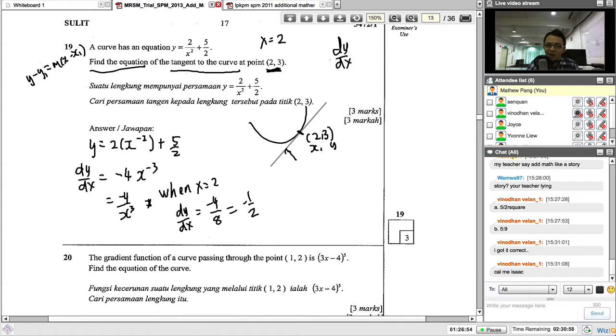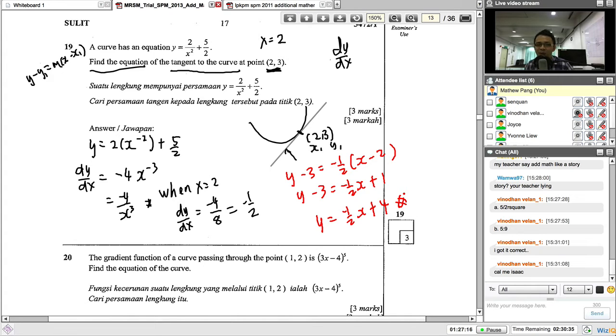So you want to form the equation. This is x1 and y1. So y minus 3 equals negative half times (x minus 2). Basically y minus 3 equals negative half x plus 1, so y equals negative half x plus 4. I'm done. It's very simple.